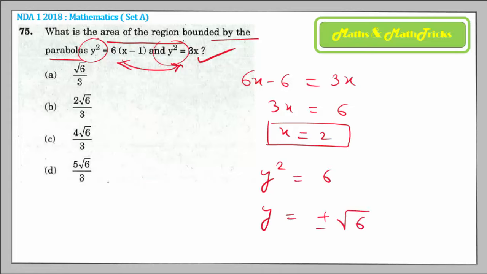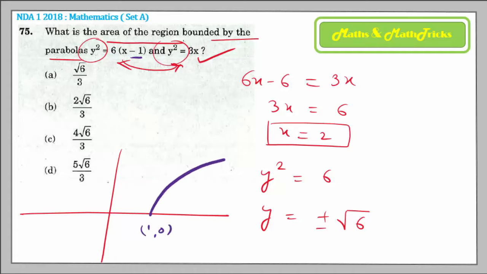So basically now sketching the curves, how does it look like? Let us take, we have got the parabola number 1, which is y square equal to 6 into x minus 1. You can see the vertex of the parabola is 1, 0 here. Say this is 1, 0 point. So this is how the parabola is, and this is my parabola y square equal to 6 into x minus 1, whose vertex is 1, 0.